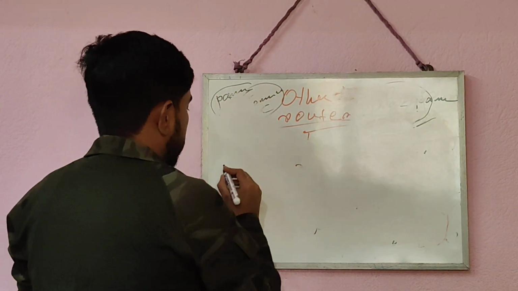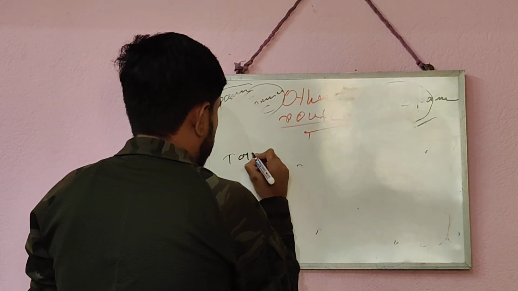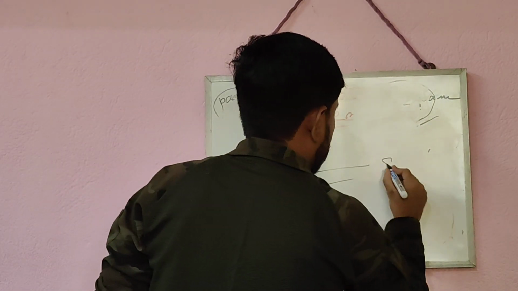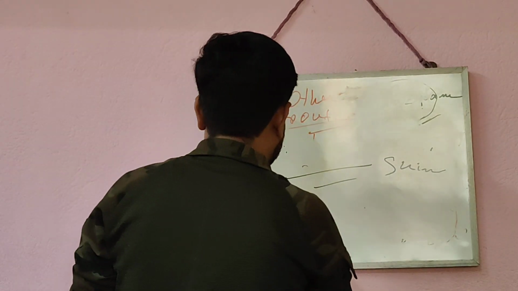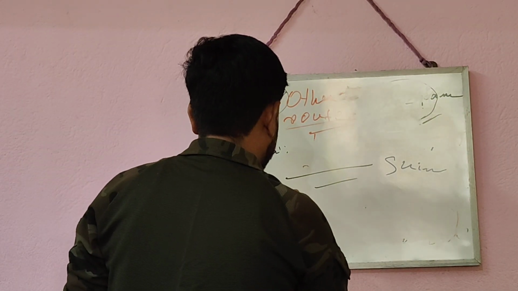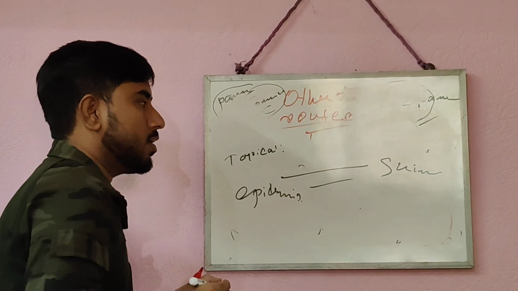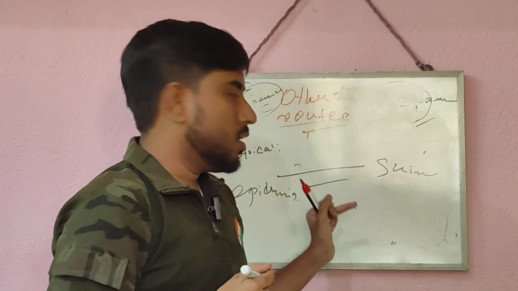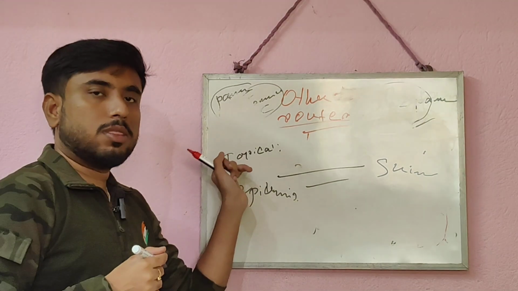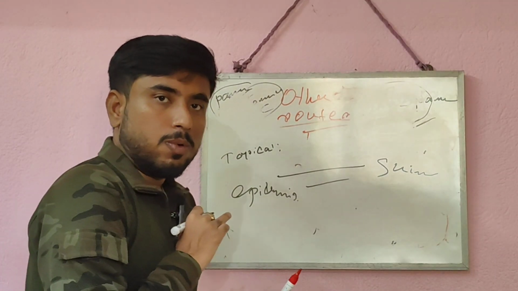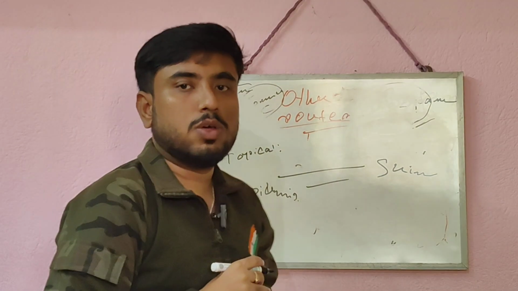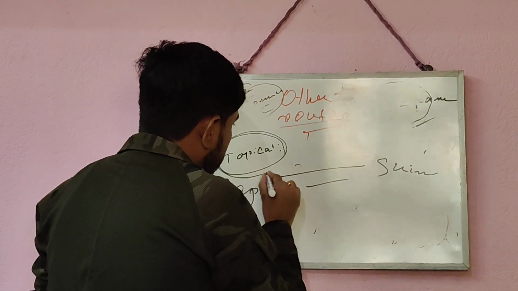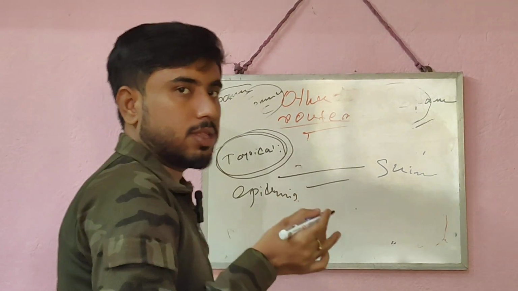Then the next part is topical. What is topical? That is over the skin, the epidermis. Here we generally don't take any drug inside our body. It is only for external usage. In topical drugs you can generally see it strictly written that they are only for external use, not for internal use, because they are topical in nature.